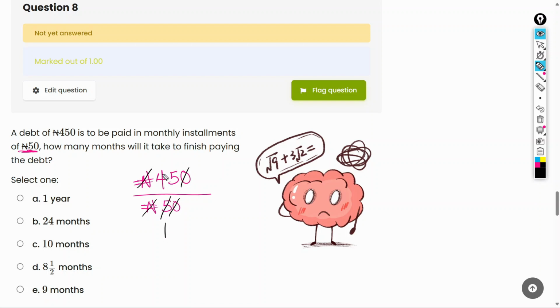5 into 5 is 1. 5 into 4 it cannot go. 0 carry 4. We have 45. 5 into 45 is 9. So it means that there are 9 50 nairas in 450 naira. So if you pay 50 naira every month, it means that it will take you 9 months to finish paying the debt. 9 months, right?